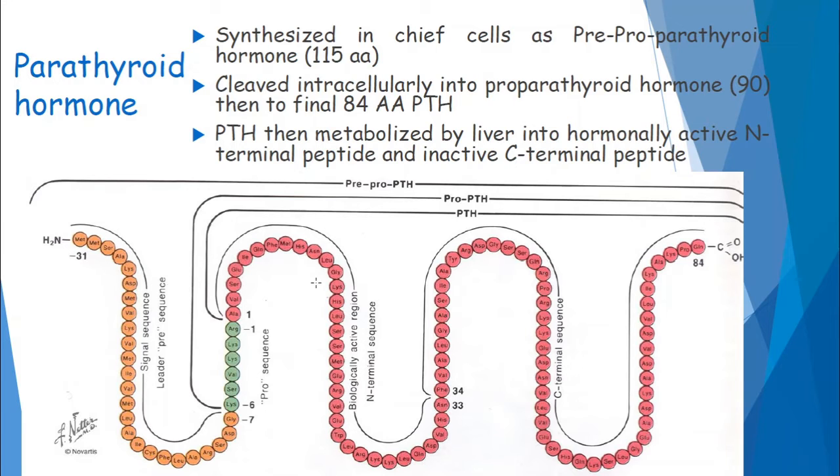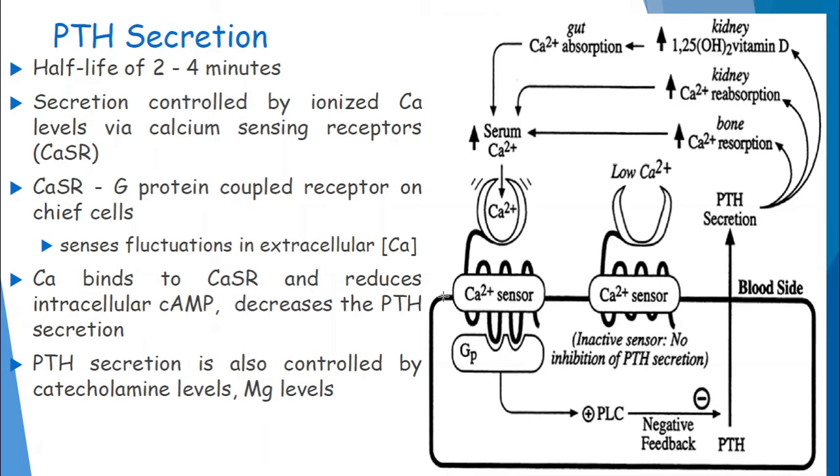PTH can then further be metabolized by the liver into the hormonally active N-terminal peptide and the inactive C-terminal peptide. The biologically active N-terminal peptide is around 33 amino acids, whereas the inactive C-terminal peptide is the rest of it. So how is the parathyroid hormone secreted?